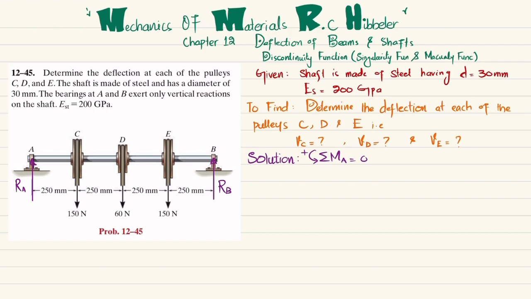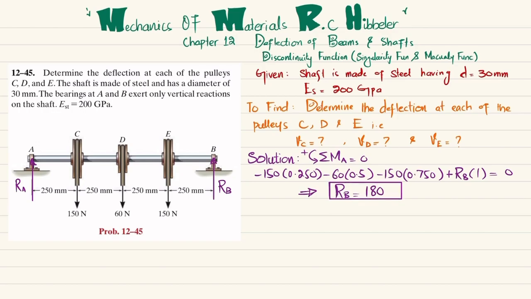And the sum of all these moments about point A will be equal to 0. So I will write minus 150 into 0.250 minus 60 into 0.5 meter minus 150 into 0.750 meter plus RB into 1 equals 0. When you calculate it, you will get RB equal to 180 Newton.